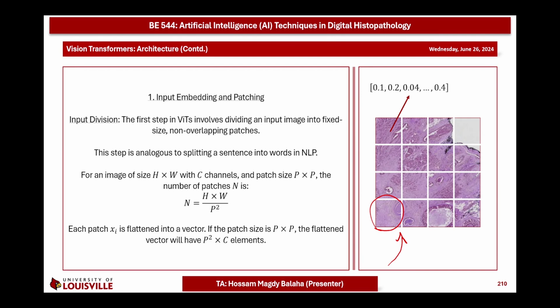So if we have an image with a size of height H, width W and number of channels C, and the vision transformer is required to divide it into a patch size of P multiplied by P, the number of patches in a single image will be H multiplied by W divided by P squared. Each patch, noted as xi, is flattened into a vector, so the size of this vector will be P squared multiplied by C, which is the number of channels. So now we have N patches, each sized P squared multiplied by C.